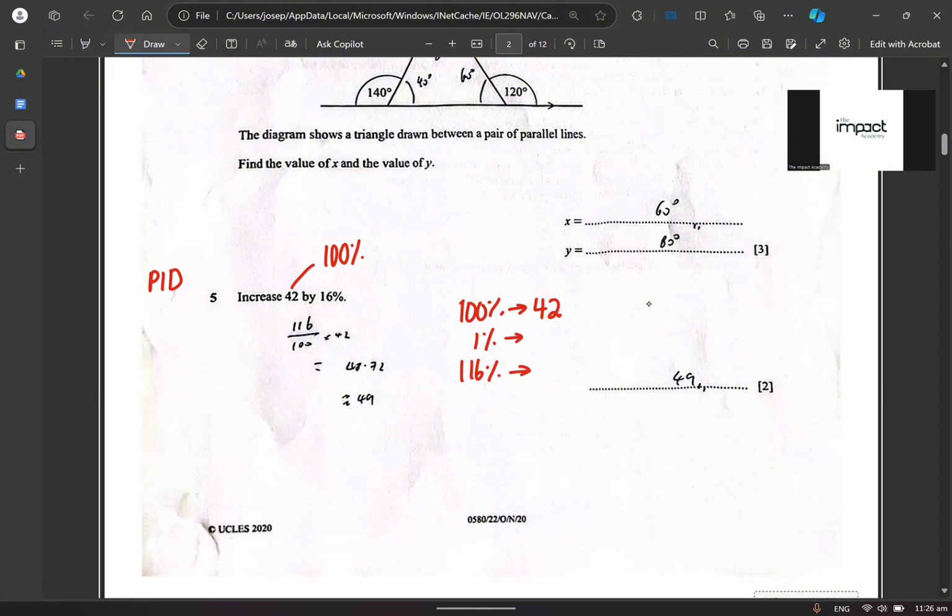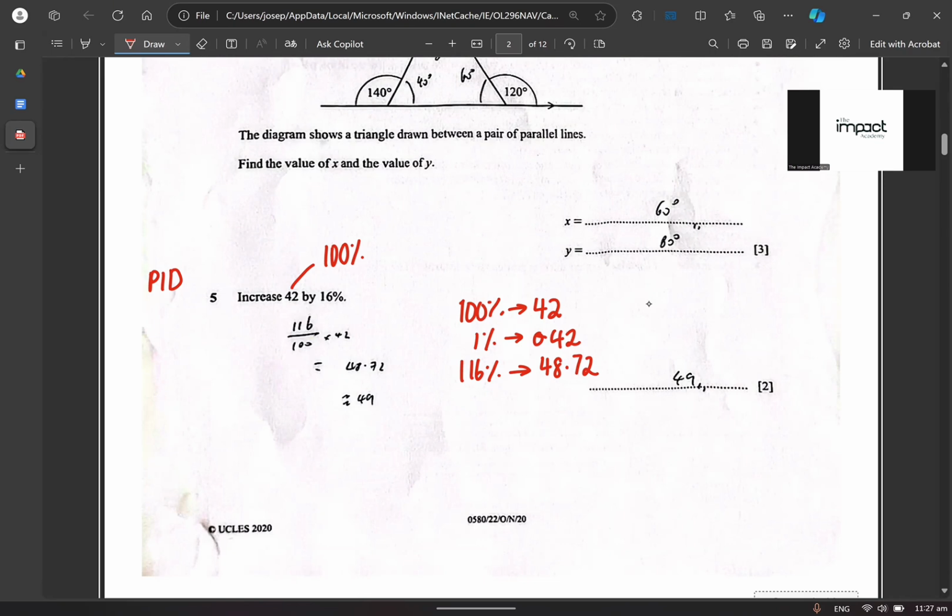From here itself, you can go and divide. You can simply do 42 divided by 100. You get an answer of 0.42. And then after that, you times 116. You can press your calculator. You get 48.72. Now, I still see the same answer, but I have no idea why your answer is 49. You get what I'm trying to say?